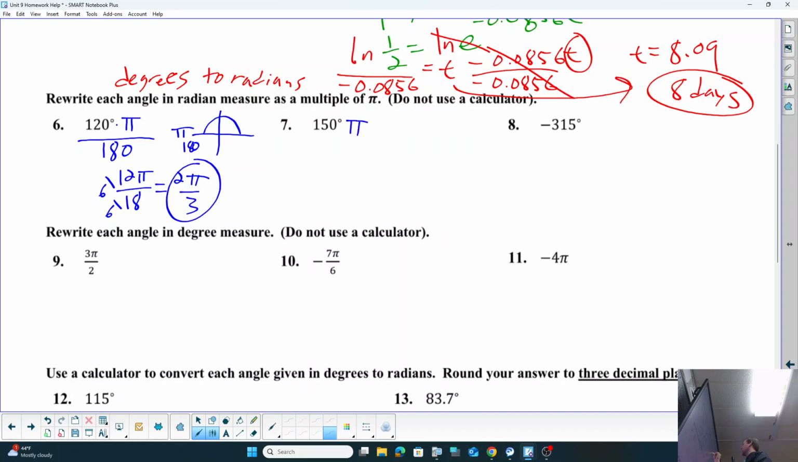What about 150? You try that one now. What do you think? Divide by 10, divide by 10. So reduce it now. You've got to reduce it. Is that 15 pi over 18? What's 15 and 18 divisible by? Divisible by 3. So we get 5 pi over 6.